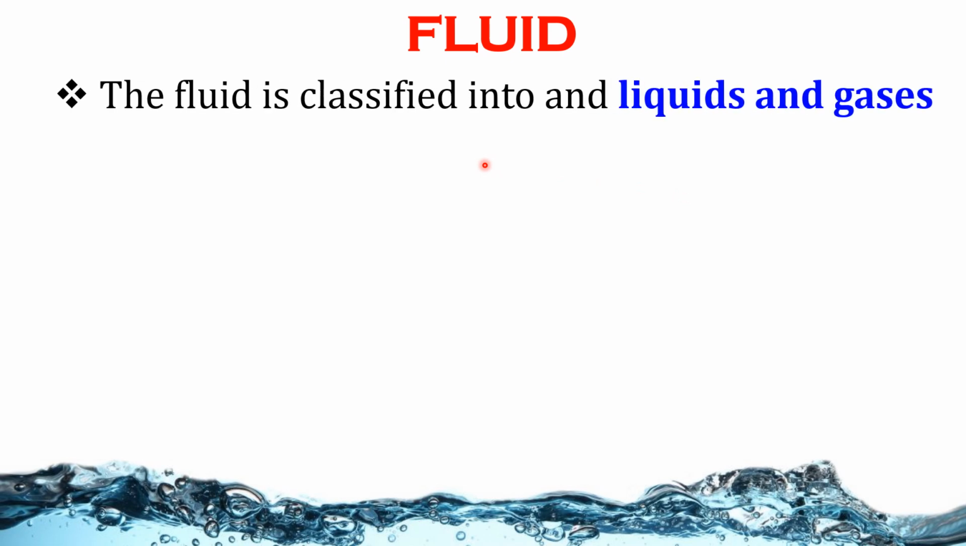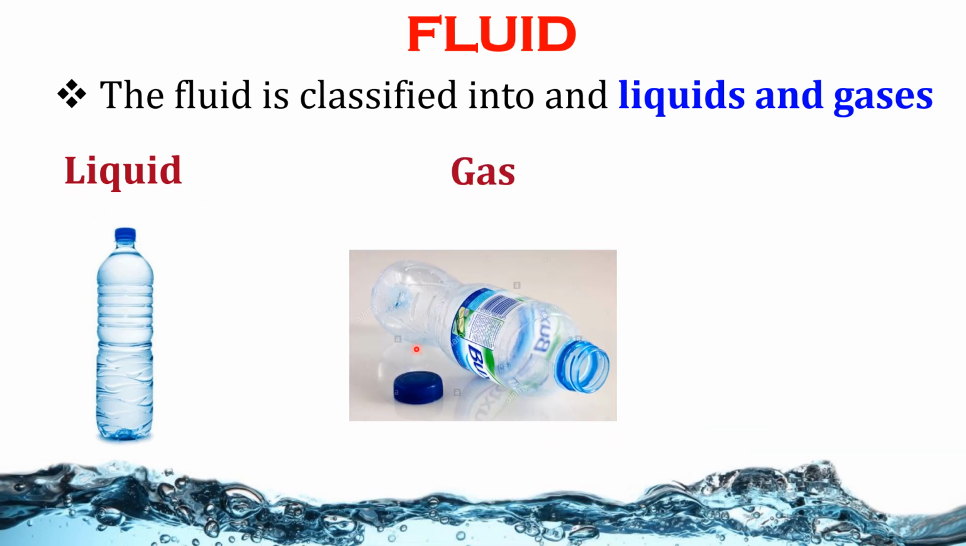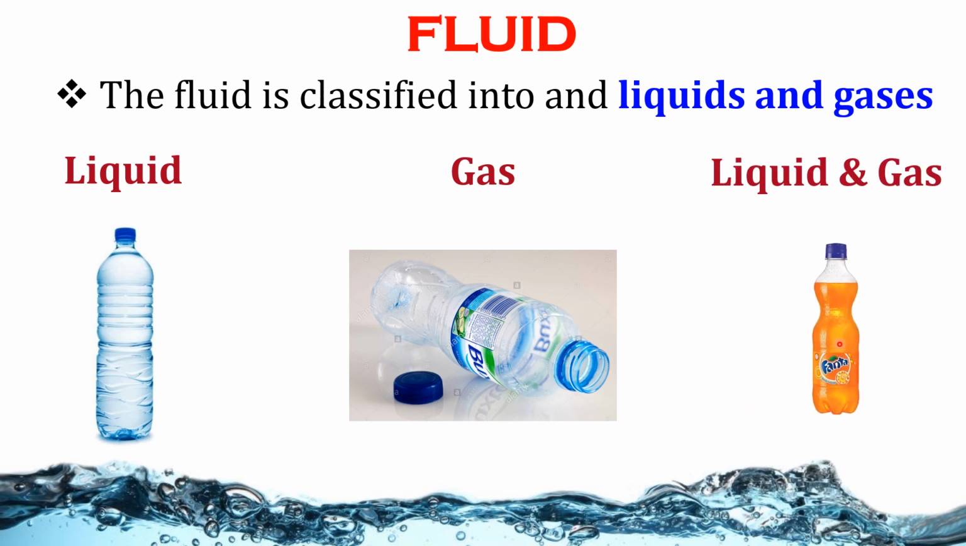Fluid is broadly classified into liquid and gas. A water bottle with water. Here the fluid is water. It is a type of liquid. Next, an empty water bottle. Here the fluid is gas. Next one, a cool drinks bottle. It is an example where it consists of liquid and gas.